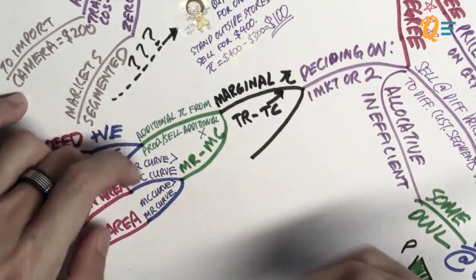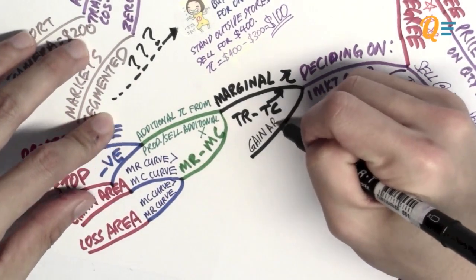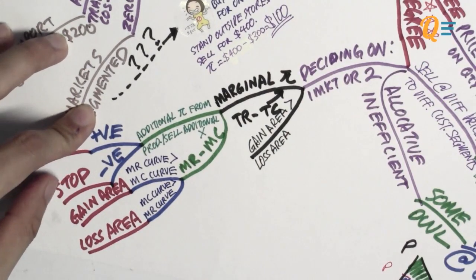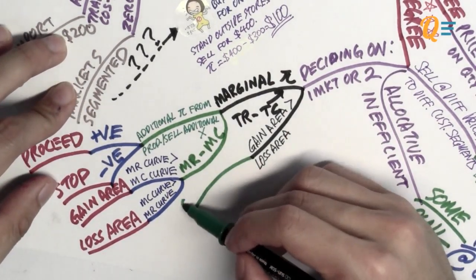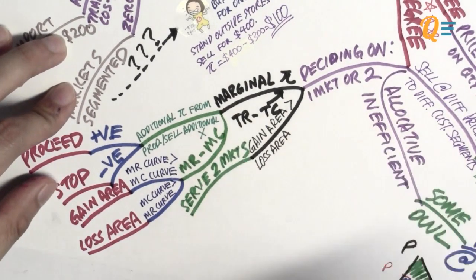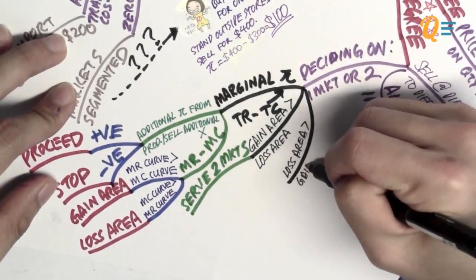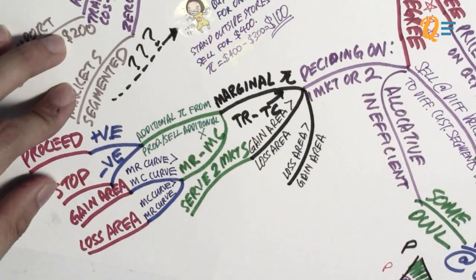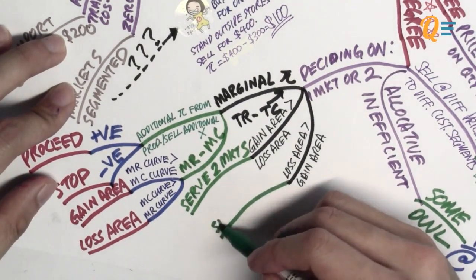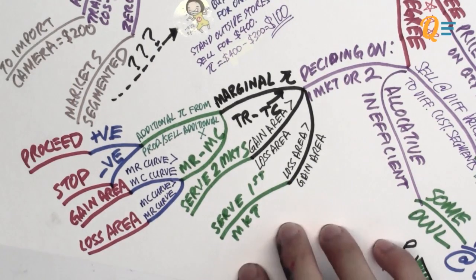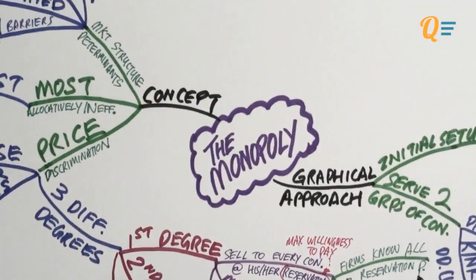Okay, so to decide on whether it's one market or two markets, when the area of gain is bigger than the area of loss, then there is positive marginal profits, right? So in this case, you should continue to serve two markets, produce more and serve the second market. However, if your loss area is going to be larger than your gain area, then you're going to have negative marginal profits, which means you should stop proceeding. You should just serve the first market and be happy with the profits that you get there. So this is how the monopolist decides on whether it's going to be one market or two markets.